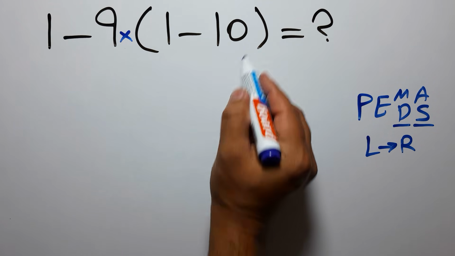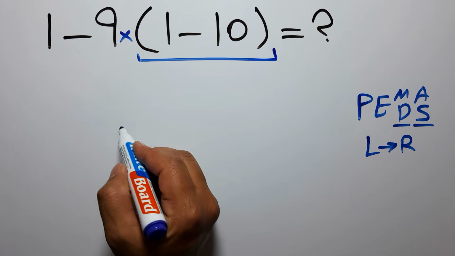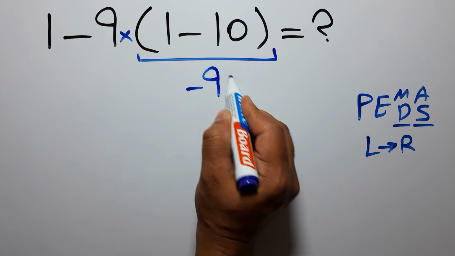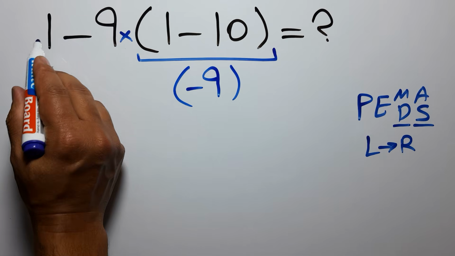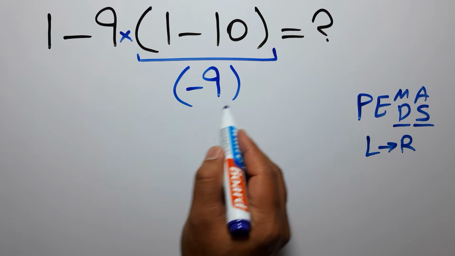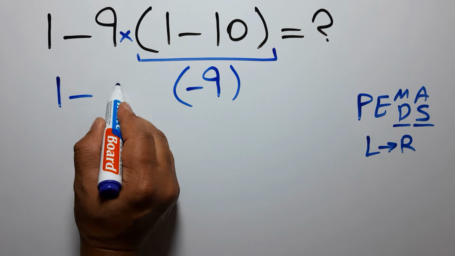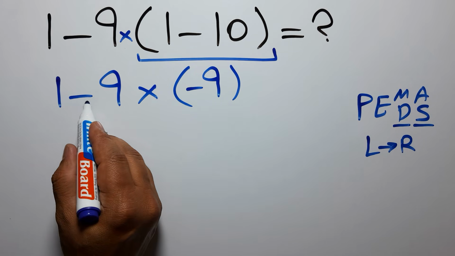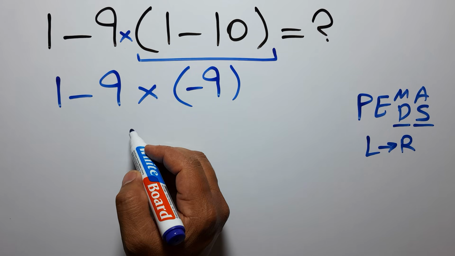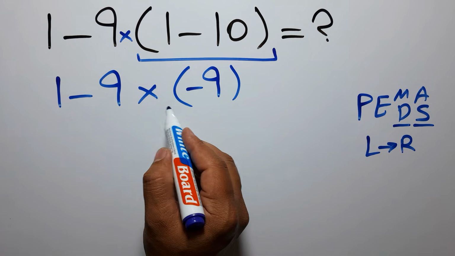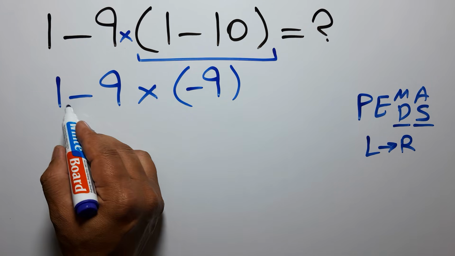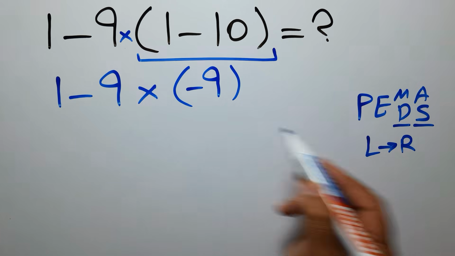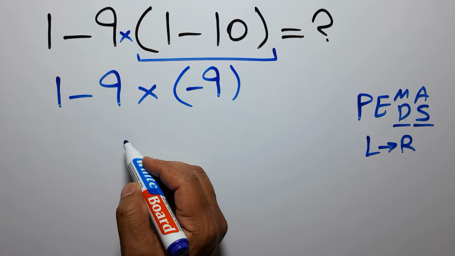So first we have to do this parentheses. Inside this parentheses we have 1 minus 10, which equals negative 9. So 1 minus 9 then times negative 9. Now in this expression we have one subtraction and one multiplication. According to PEMDAS, multiplication has higher priority than subtraction because multiplication comes before subtraction. So here first we have to do this multiplication.